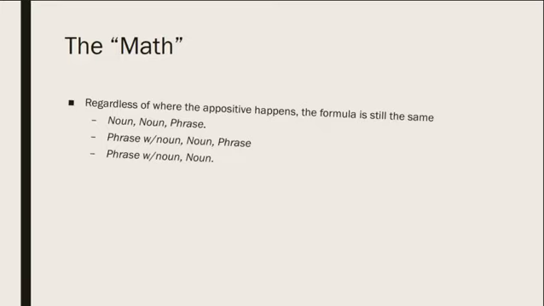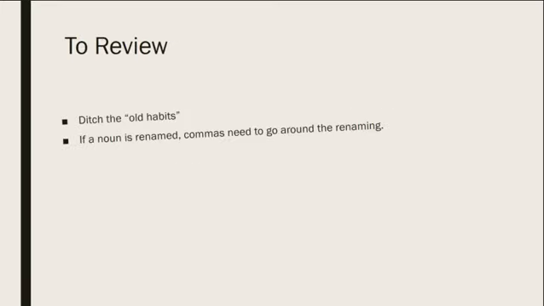So appositives are not difficult. I mean, really, when you think about it, if you're renaming something, then you put the commas around either end of that renaming phrase, and you're done. Okay? So to review, ditch the old habits. Okay? And like it says there, if a noun is renamed, then commas need to go around the renaming. That's really what it all comes down to.